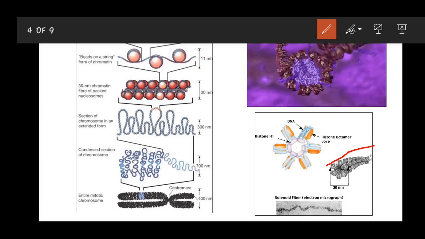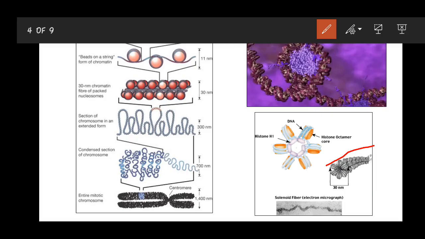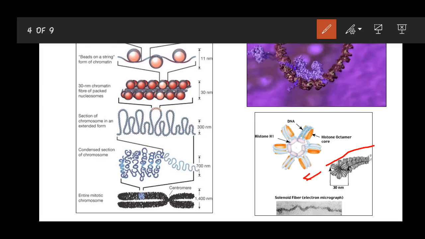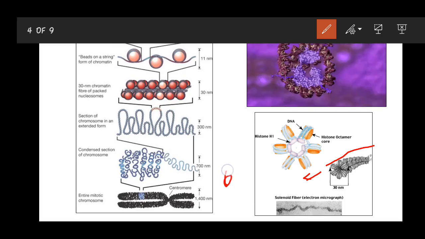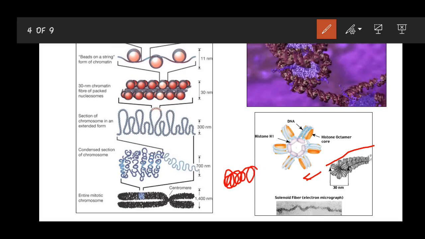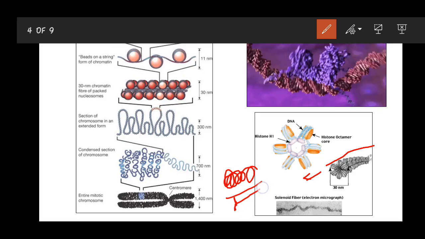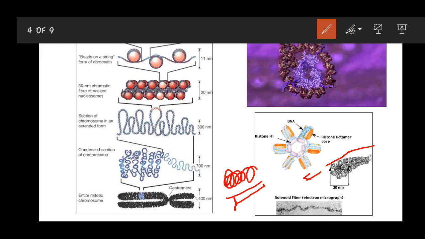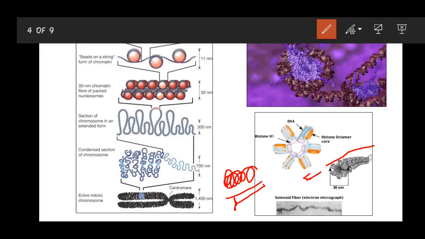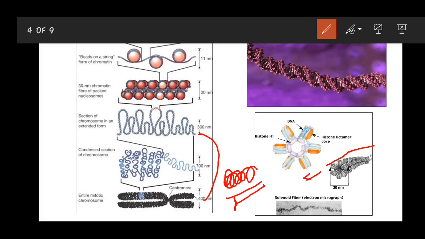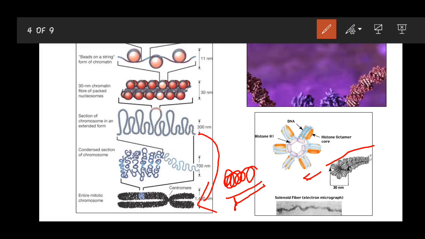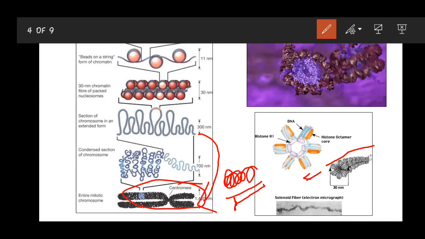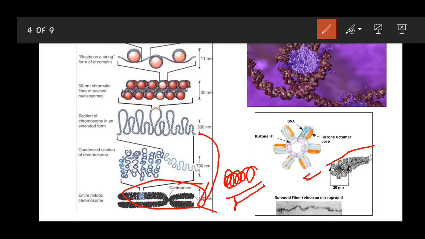Such a fiber, or the solenoid, this red line which I drew here, consider it as a solenoid. That solenoid will again coil and form a much shorter structure. That means it is getting more and more compacted, and this compaction will ultimately end in a structure called a chromosome. And this happens only during the division phases, like either mitosis or meiosis.